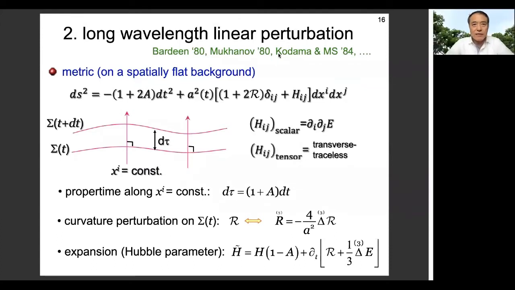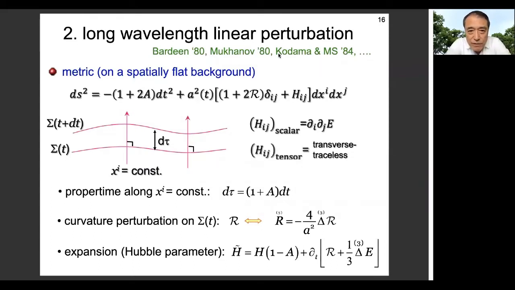So now let's start talking about delta N. This formalism is essentially based on the so-called long wavelength approximation, sometimes called the separate universe approach. Anyway, let me first start with linear perturbation, and I have to tell you that there's no real theory of gravity or anything. It's just a pure geometrical argument, and that's the essence of this formalism.